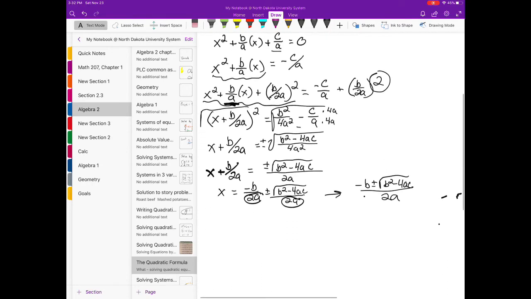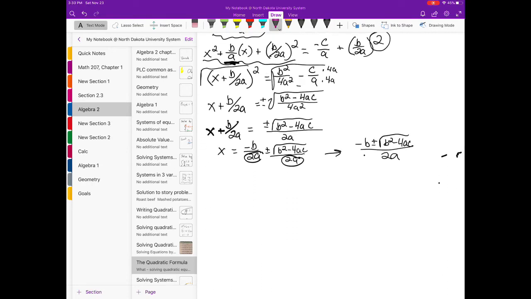Now, I want to point something out. Notice we have opposite b over 2a here. Where have we seen that before? Isn't that just the x-coordinate of the vertex of our parabola? In fact, it is.